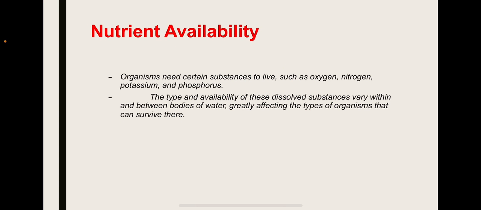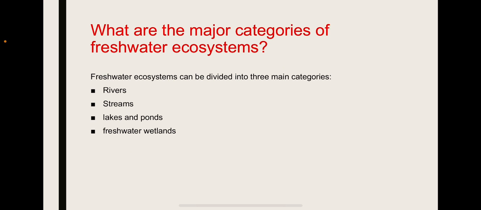Nutrient availability. Organisms need certain substances to live, such as oxygen, nitrogen, potassium, and phosphorus. The types and availability of those dissolved substances vary within and between bodies of water, greatly affecting the types of organisms that can survive there. What are the major categories of freshwater ecosystems? Rivers and streams, lakes and ponds, and wetlands.